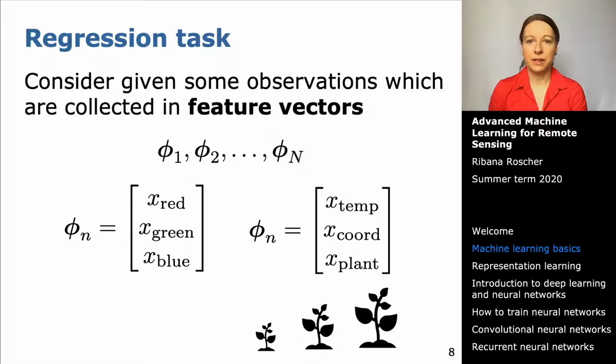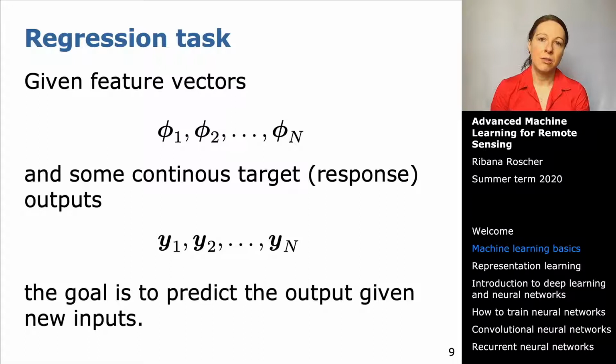Given these feature vectors and assigned to them some continuous target outputs, the goal is to predict the output given new inputs. These inputs need to be of the same nature as the given feature vectors you used before. So if you use the height of plants as feature vectors and an output value such as yield, and you learn a model based on these inputs and outputs, you can only use this model for new inputs if you also use the plant height as feature.